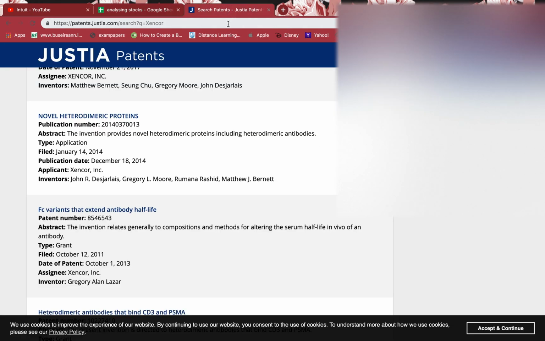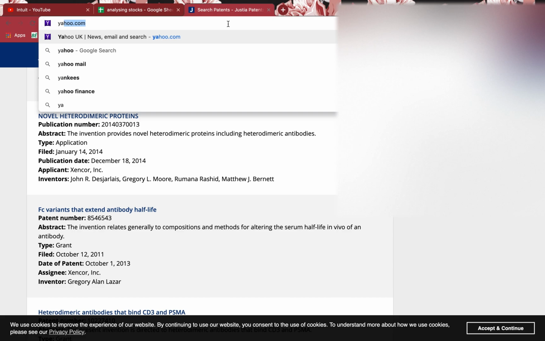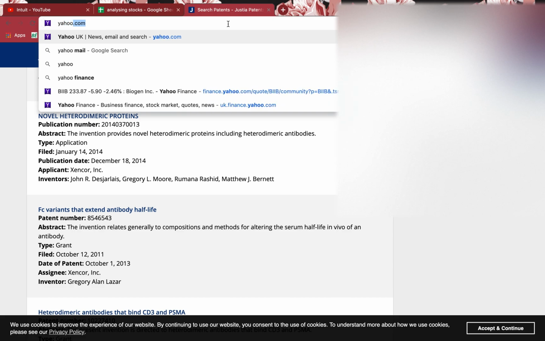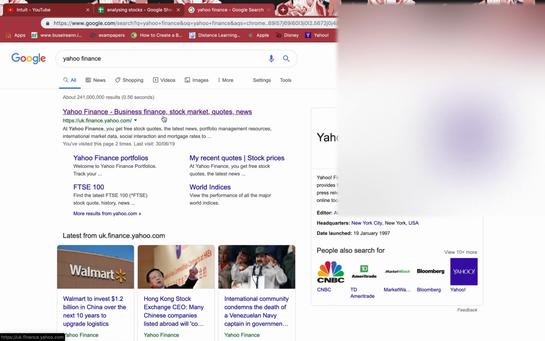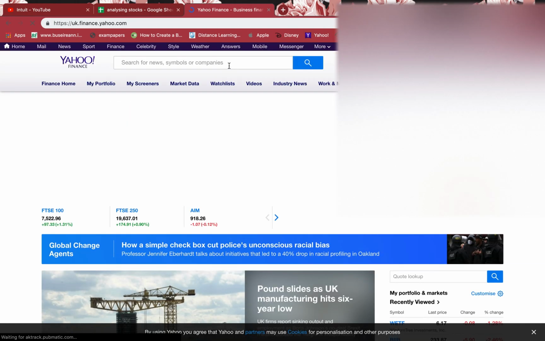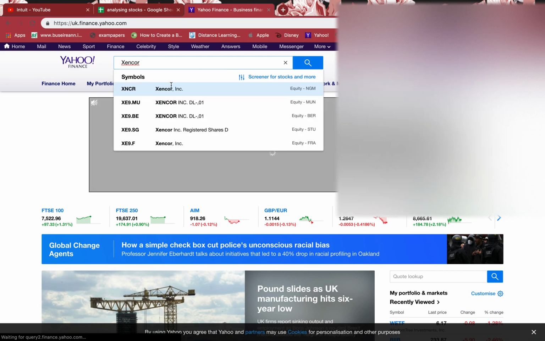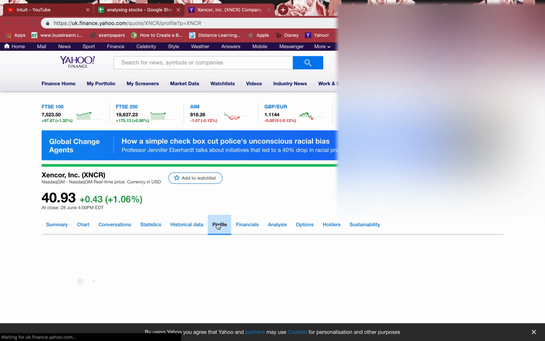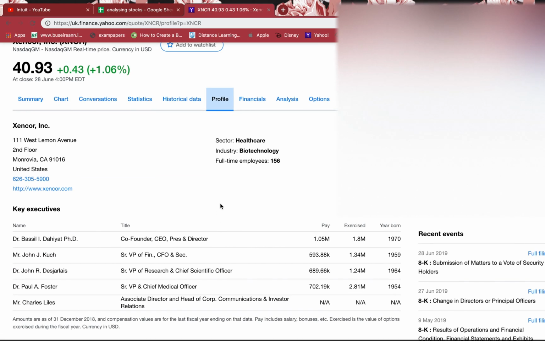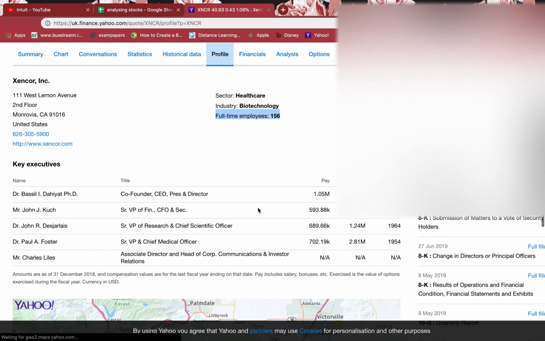And lastly, I'll go to Yahoo Finance to see the salaries of key executives. What are the salaries of key executives? That is very important to me. I'll just search on the search bar and make sure the symbol matches the company name. And I will go to the profile. And if I have a look, the sector is healthcare. This is where you get the sector. So it's in the healthcare industry, biotechnology, and the full-time employees are 156.